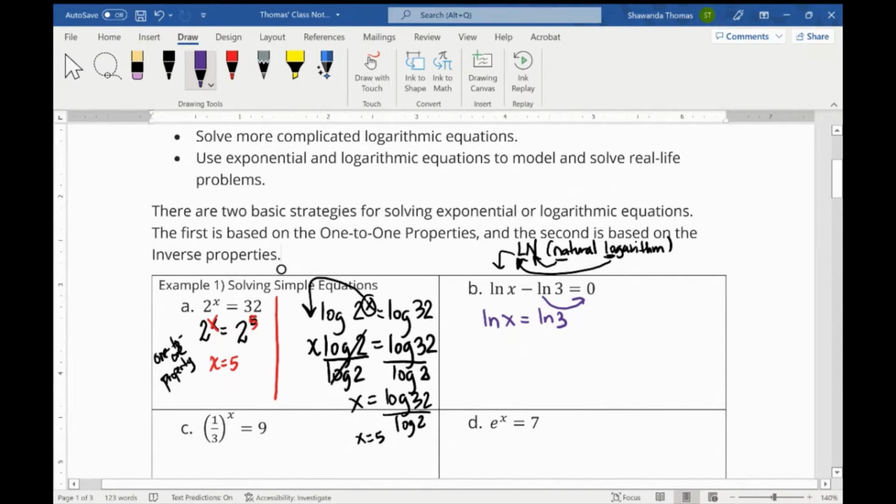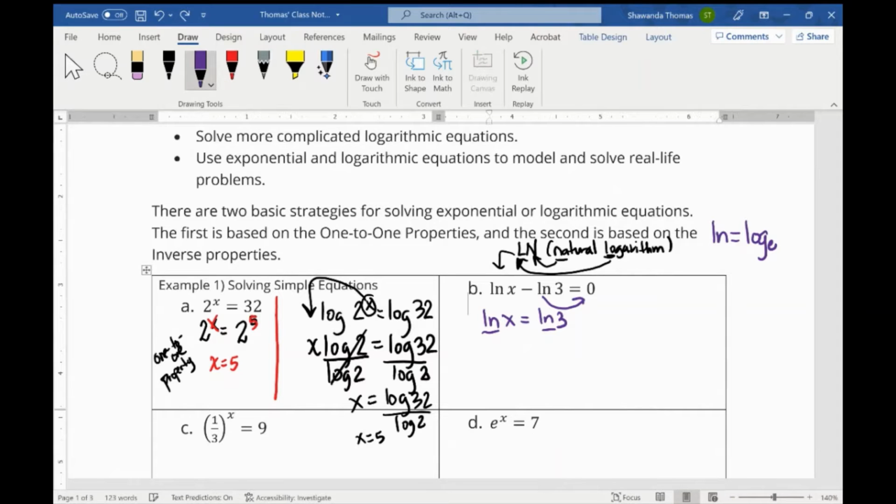And natural log is logarithm, but with base e. So let me write that down. ln is the same thing as log base e. So treat it as log with a base of e every time. Now, since these are the same, guess what? We can get rid of those, and we can just set x equals 3. And it's solved, right? Let me show you a whole other way of solving that.